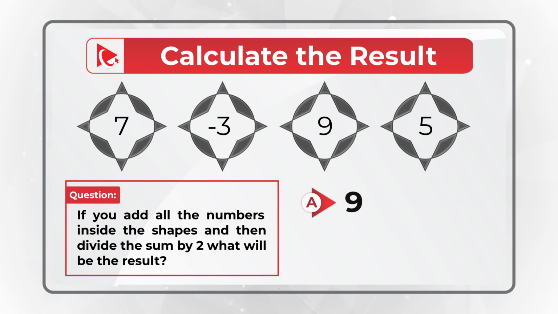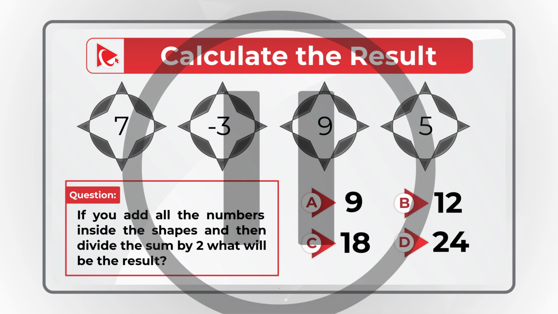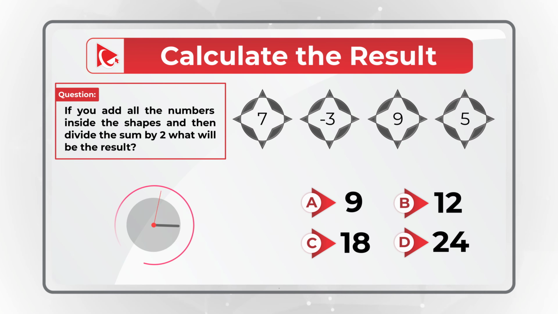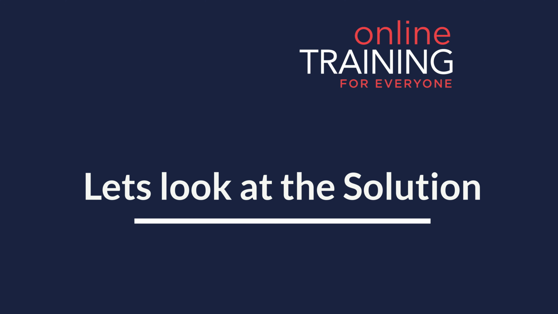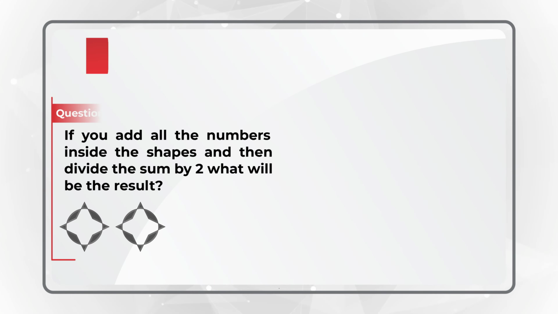Choice A, 9. Choice B, 12. Choice C, 18. And choice D, 24. Do you see the answer? Give yourself a little bit of time, maybe pause this video and give yourself 10 to 20 seconds to do the calculations. I am pretty sure you figured it out, so I'm moving forward to share with you my version, and obviously if you have a better way to solve it, please make sure to post in comments.